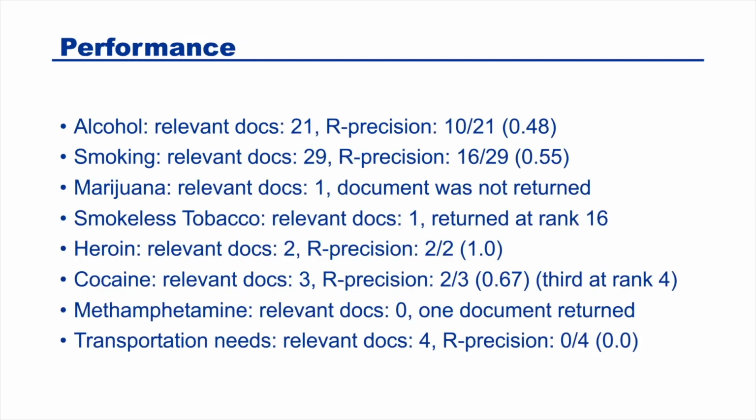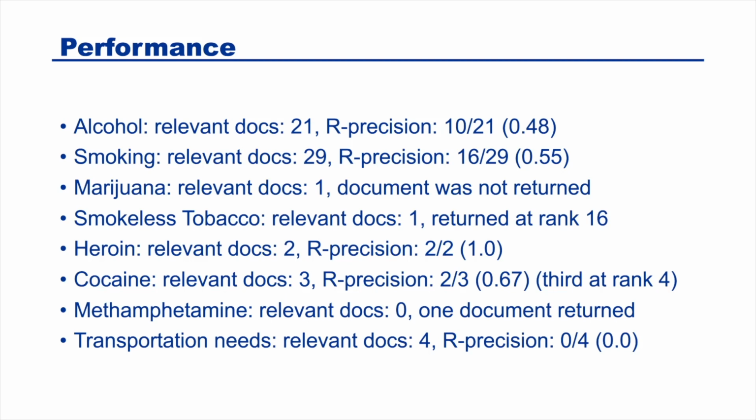And as for the performance, on the query alcohol, there were 21 relevant documents in the annotation set and an R precision of 0.48. For smoking, it had an R precision of 0.55. There was only one relevant document on marijuana, but that document was not returned in the search. Smokeless tobacco also had one relevant document, but that was returned at rank 16. Heroin has 2 relevant documents, and they were both returned at the highest ranks, so the R precision was 1.0.